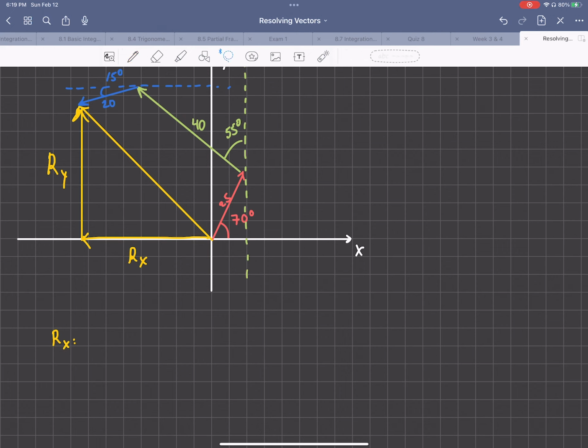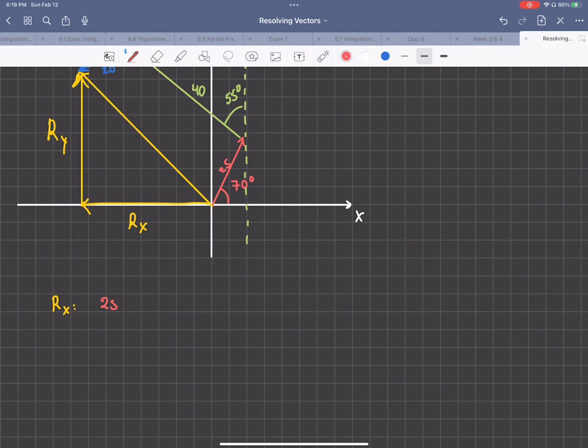Rx, okay? First, I'm going to concentrate resolving this red vector. It's going to have X component, which will be this one. It's going to have Y component, which will be this one. So I'm going to resolve that, and its X component will be 25 times cos of 70, because cos theta equals adjacent over hypotenuse, right? And therefore adjacent equals hypotenuse times cos theta.